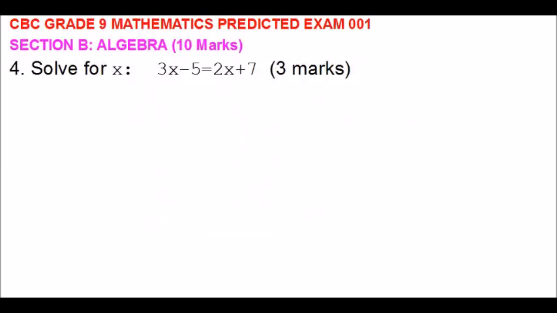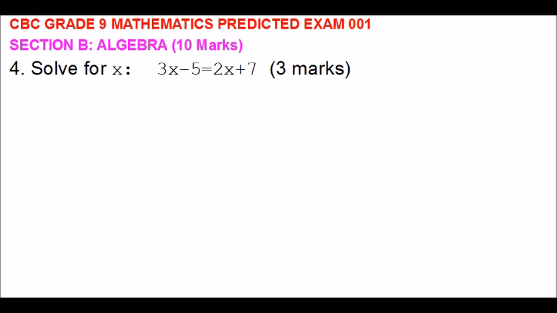This is section B, which is on algebra and consists of 10 marks. So question number 4, solve for x. You are given 3x minus 5 is equals to 2x plus 7. You get 3 marks. So how do you work out this?